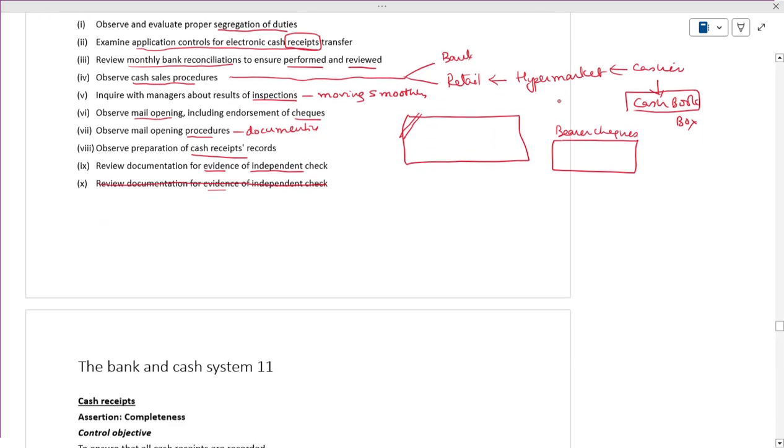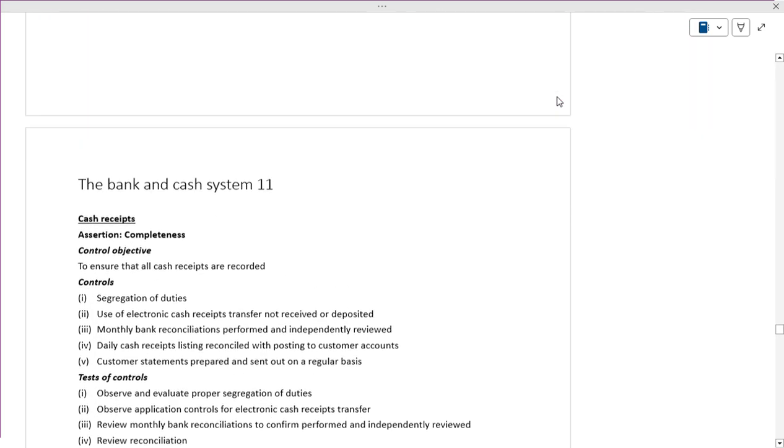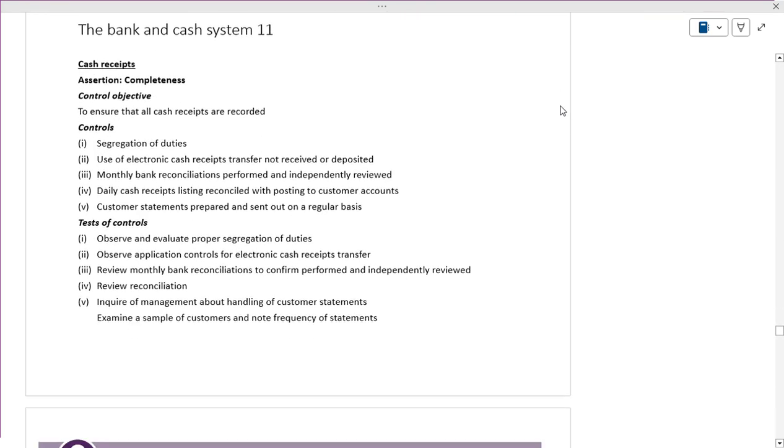Fine. Now, what is completeness? The most important is the source. This is the source, and the source is very important for us. Subsequently, what is the objective of completeness? The objective is that all cash receipts have been recorded.